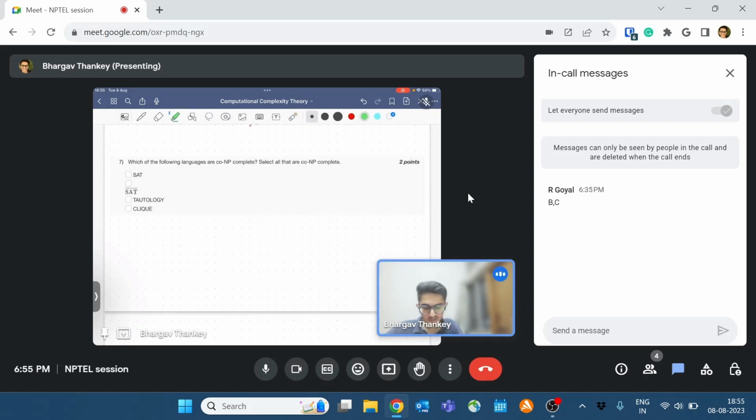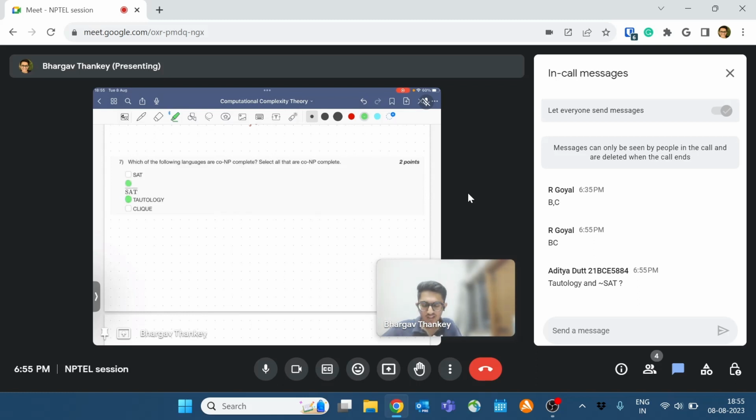The next problem is: which of the following languages are coNP-complete? Select all that are coNP-complete. The options are SAT, SAT complement, tautology, and clique. Which of these are correct? B and C, I think. Yes, the complement of SAT and tautology.